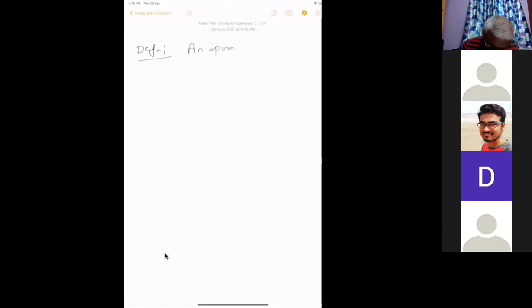An operator T in B(H) is normal if it commutes with its adjoint, that is, T*T = TT*. Okay, so an immediate consequence of normal operators.